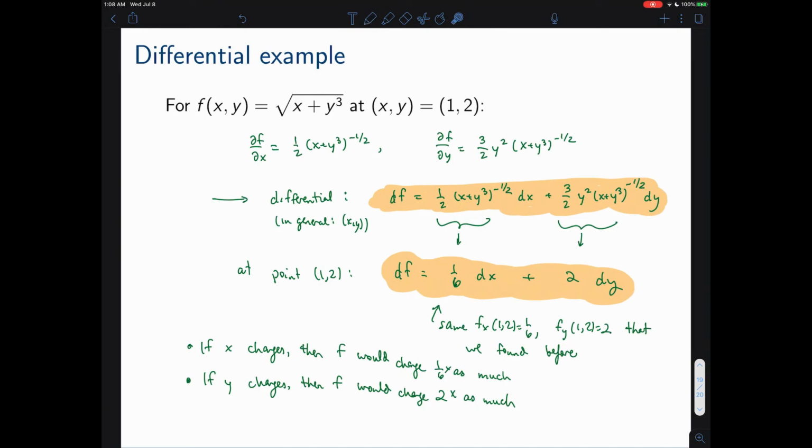This is just infinitesimal. It's only really valid at that point. As soon as you move away from that point, the graph of f might curve and the slopes might change. But at that point and nearby, this is what it means.